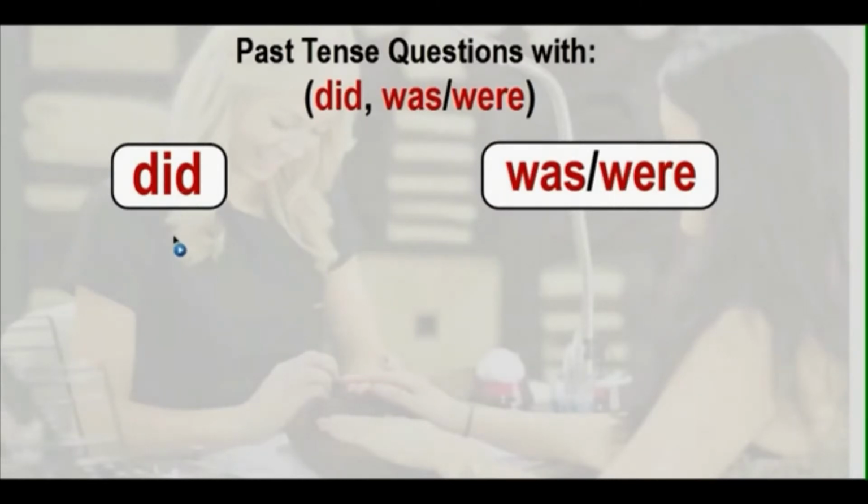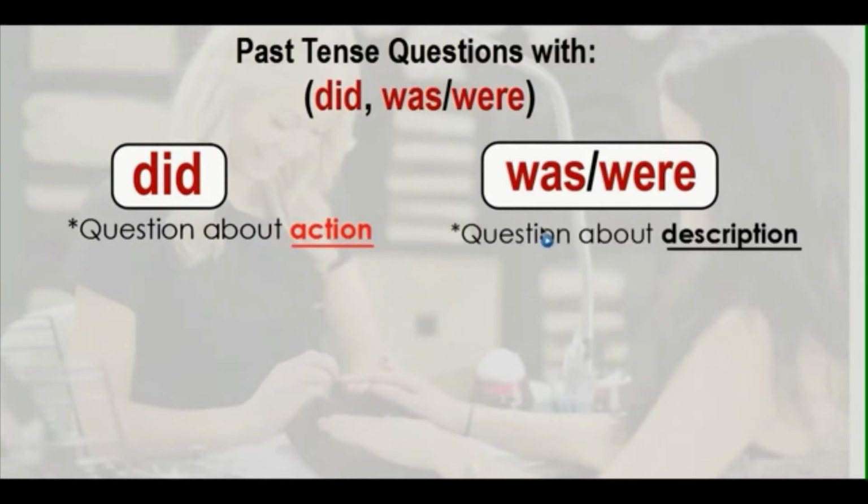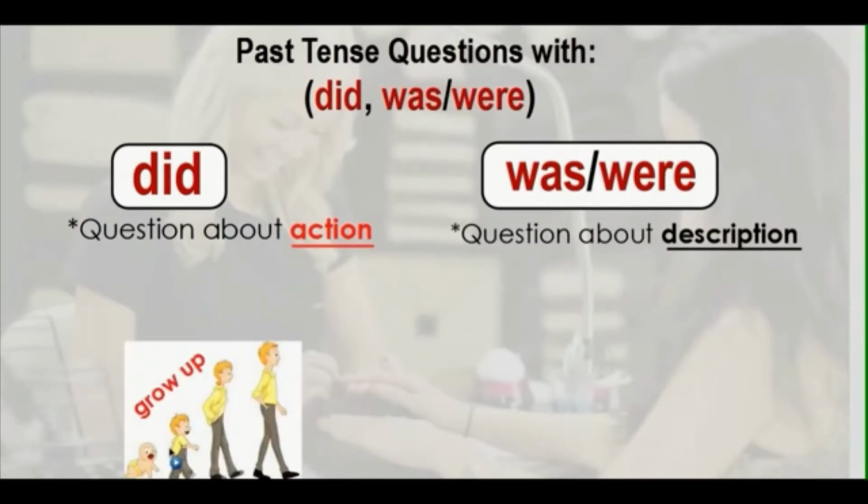Well, first, did we use for questions about action. Was we use for questions about description. So what's the difference between a question about action and a question about description? Well, let's look at this example. The verb grow up. Grow up is this action.